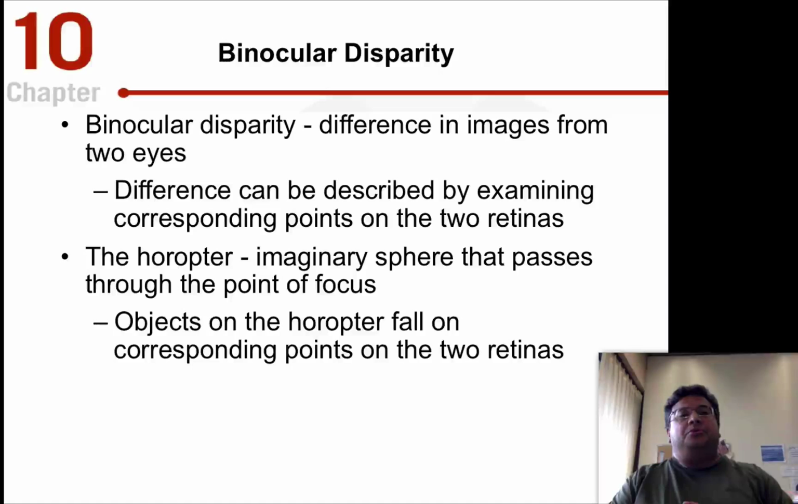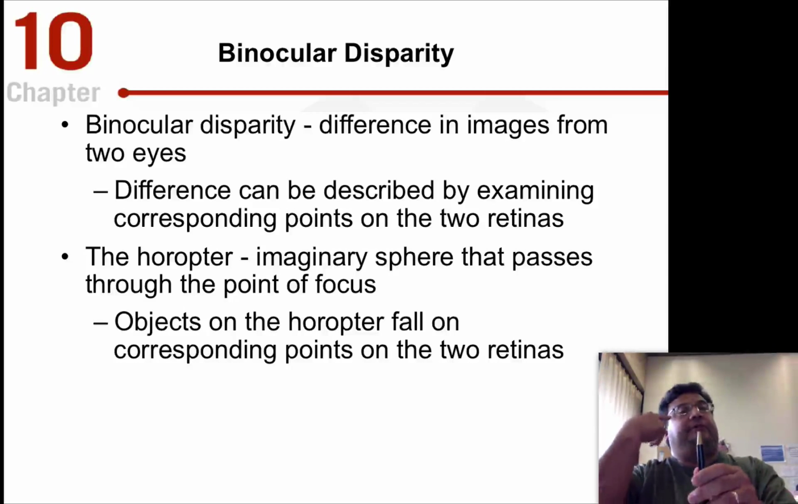One of the ways that we can compare the images on one eye and the images on the other eye is to talk about corresponding points on the 2 retinas. For example, if I were to show you this pen, and you look at the very tip of the pen with both eyes, that tip is going to appear on one point on the retina of this eye, and it's going to appear on another point of the retina on this eye. So you can say the tip of the pen appears here on this retina, and here on this point in the other retina.